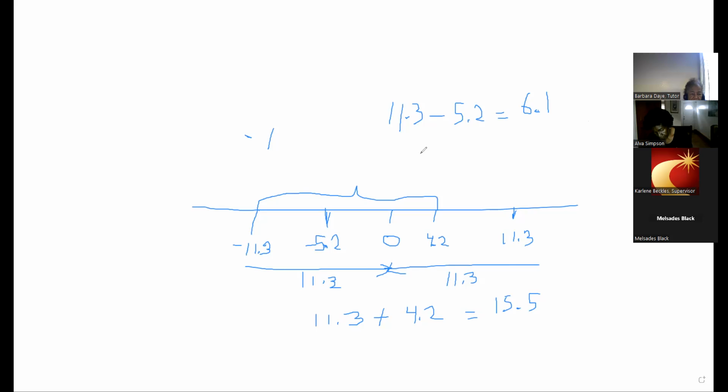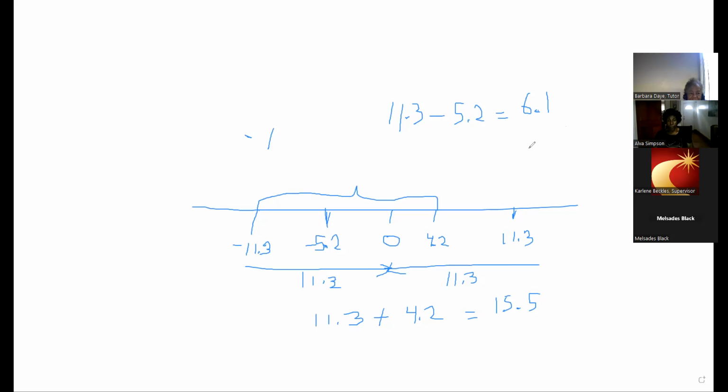Same here. If you say I started at 0 and I went to 4.2, how far did you move, Mercedes? So you start at 0 and end up at 4.2. How far did you move? That would be 4.2. 4.2 minus 0 is 4.2. You got it? Yes, thank you.